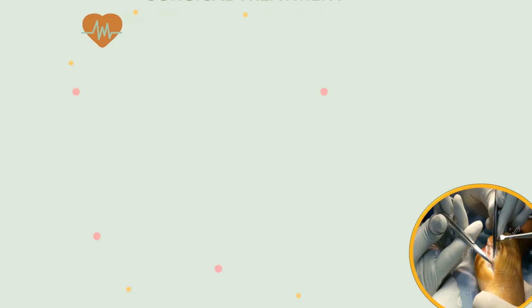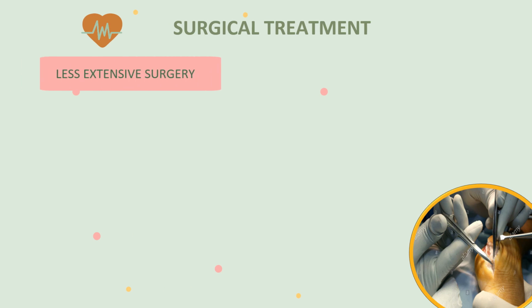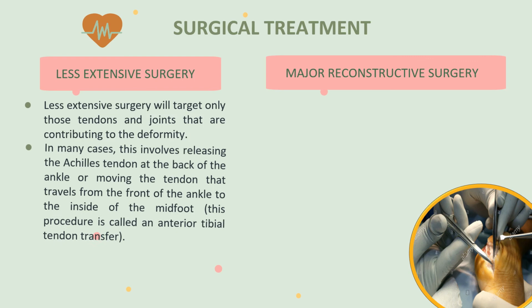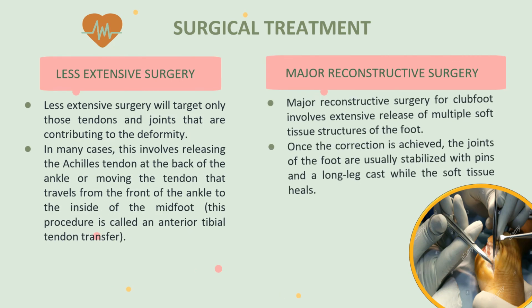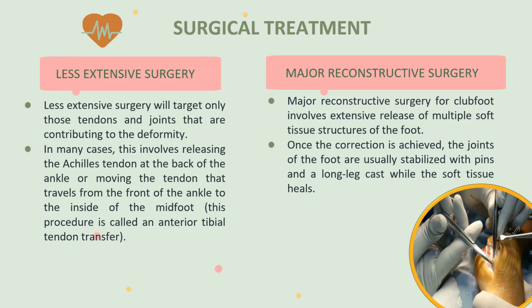There are 2 types of surgery for the surgical treatment of CTEV, which are less extensive surgery and major reconstructive surgery. Less extensive surgery will only target those tendons and joints that are contributing to the deformity. Major reconstructive surgery involves extensive release of multiple soft tissues of the foot. Once the correction is achieved, the joint will be stabilized with pins and a long leg cast.